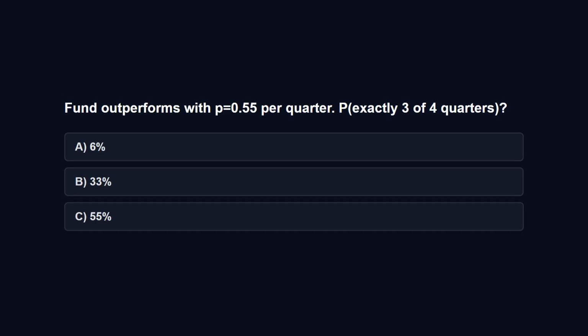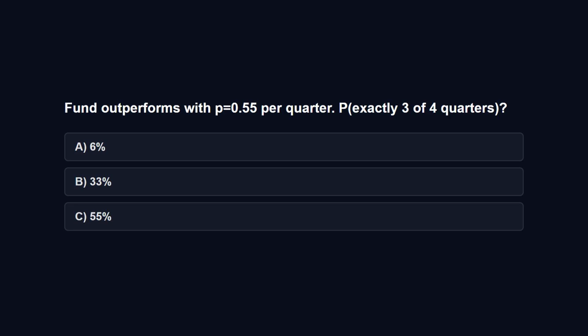Question 3. A fund outperforms its benchmark with probability 0.55 in any given quarter. The probability of outperforming in exactly 3 of the next 4 quarters is closest to? If you chose 33%, you are correct. This is a binomial problem. n equals 4, x equals 3, p equals 0.55.